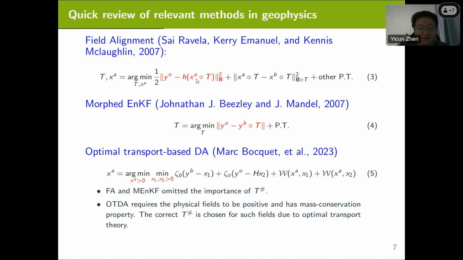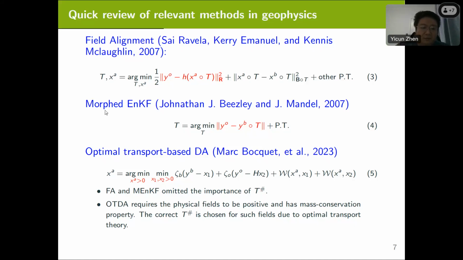Here XA composed with T is how you use a displacement map to adjust state XA. Basically this is their T sharp. They use the same T sharp for all the state variables, and we think this is not right.